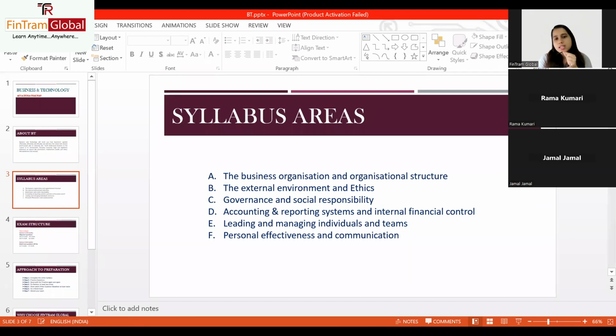Then there is governance and social responsibility, where of course we are taught what exactly is corporate governance, what is social responsibility, and what businesses have to do to be socially responsible. Then part D of the syllabus area is accounting and reporting systems and internal financial control. Here we will be touching upon what exactly is the role of accounting. Then we will study control, security and audit, wherein we'll briefly touch upon exactly what audit is, because of course ACCA has a separate subject for audit.